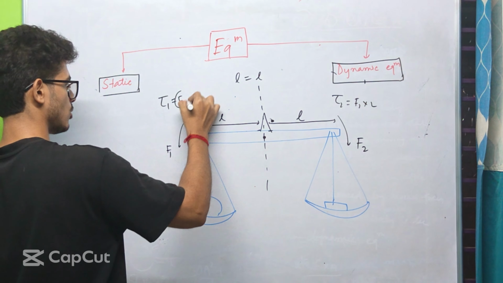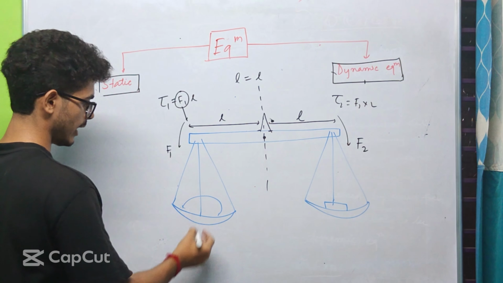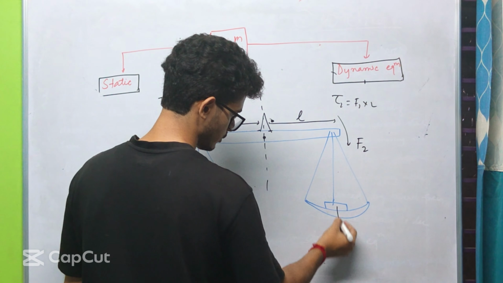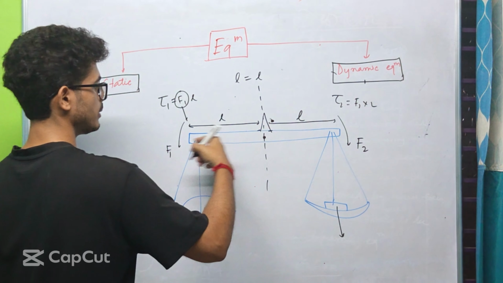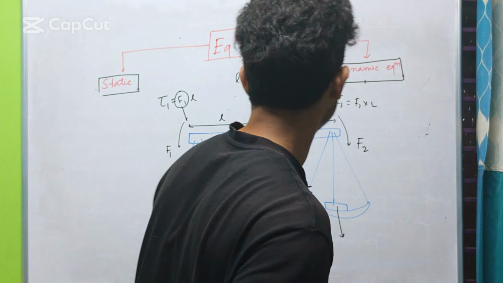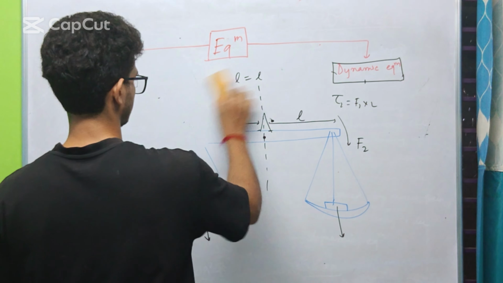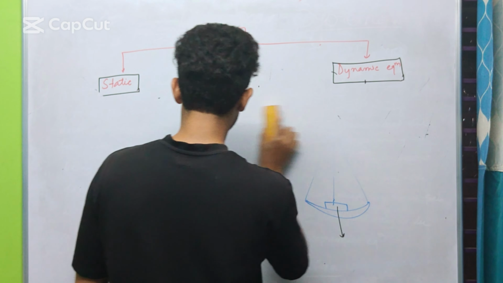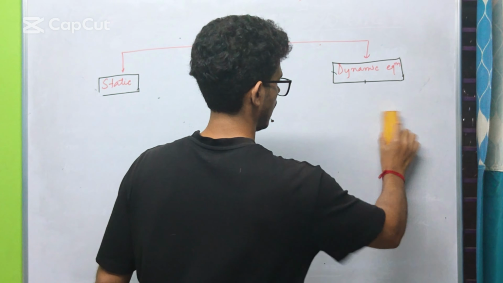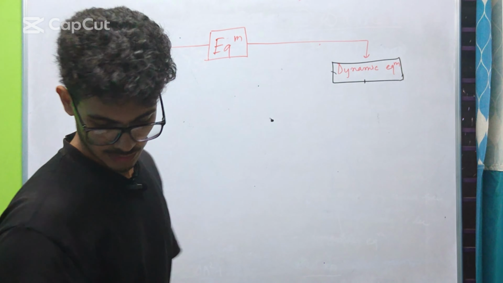So this is the main concept behind the beam balance. When the weight of the body we put here is equal to the weight of the body we put here, then there will be no rotation at all, and the beam will be in equilibrium position. This is one common real life example you will ever get to see.